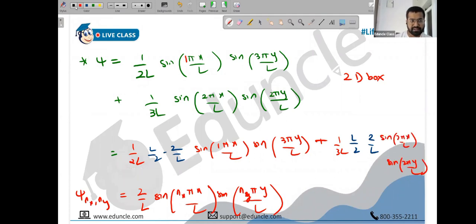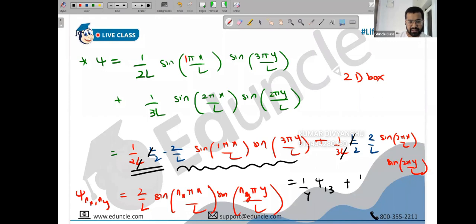Okay. So finally, what's the answer then? As we see, L gets cancelled. 1/2 into 1/2, this is 1/4. And this term, 2/L sin(nxπx/L) sin(nyπy/L), this wave function is psi nx,ny. nx is 1, ny is 3. So 1/4 psi 1,3. Similarly, here also L gets cancelled. 1/6, again 2/L sin(nxπx/L) sin(nyπy/L), this is psi 2,2. So you get 1/4 psi 1,3 and 1/6 psi 2,2.